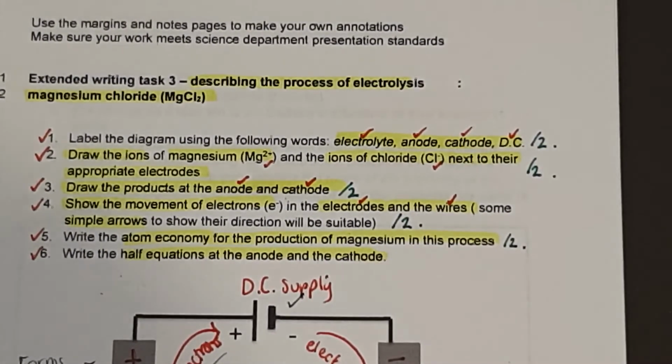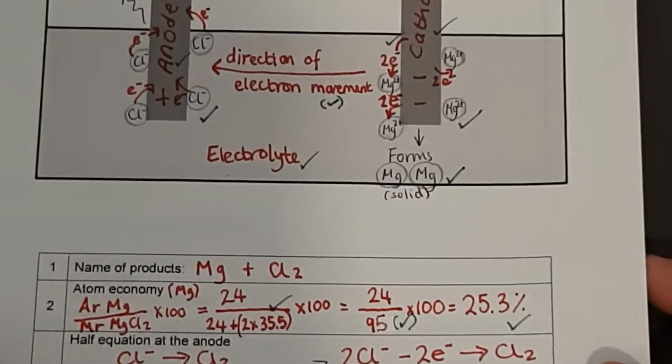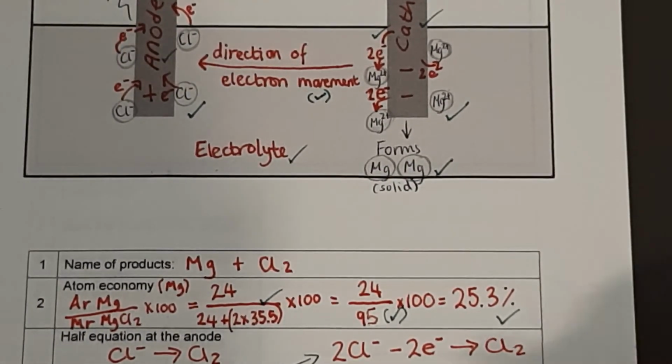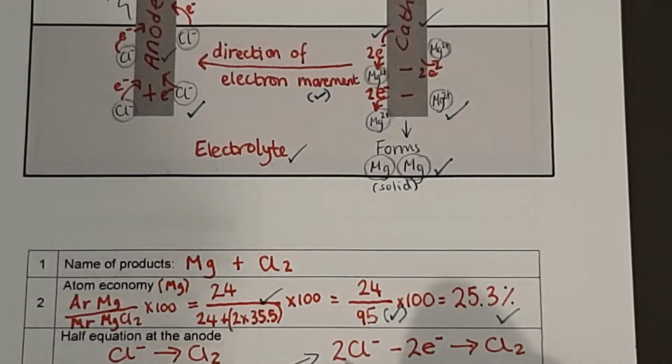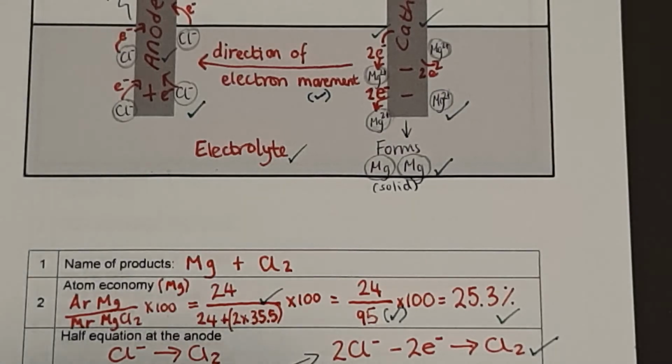And lastly, the half equations at the anode and the cathodes. And we're going to do, so for the anode, if you've done 2 chloride ions minus 2 electrons turns into diatomic chlorine like this, then you can have the mark. If you haven't balanced it correctly, but you have got the right idea, so you've got chloride minus an electron turns into chlorine atom, then you can still have 1 mark.